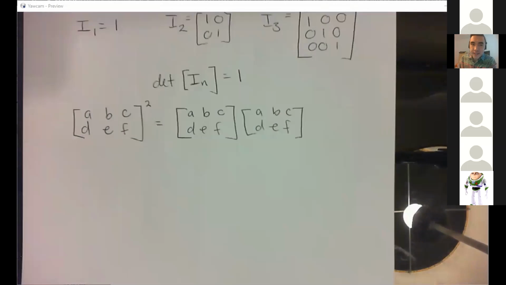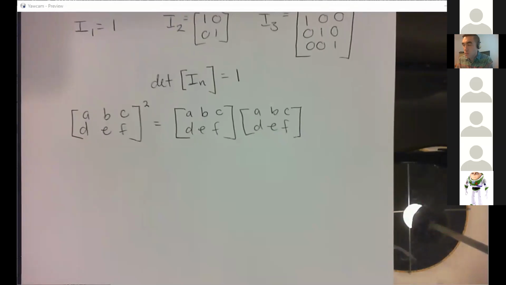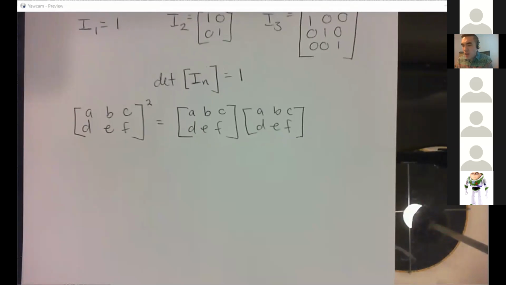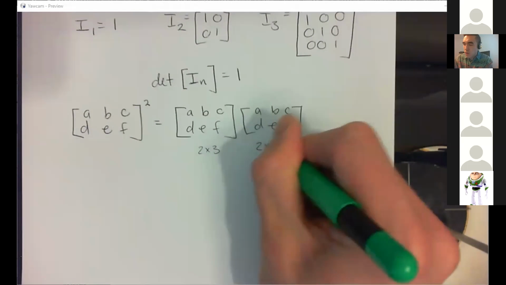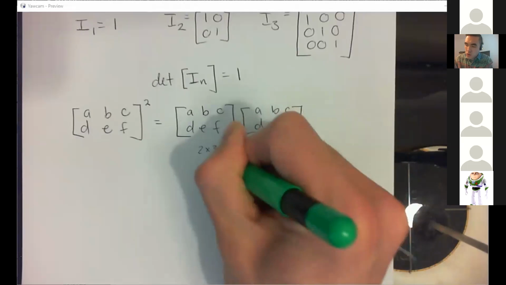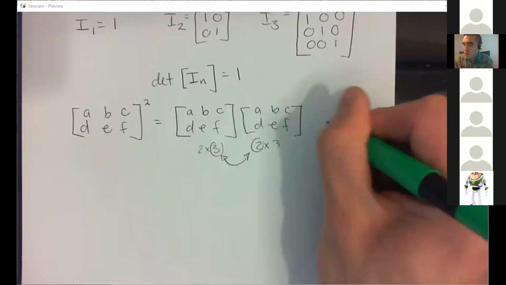Anyway, how do we feel about that? You can't multiply that. Yeah, you can't do that. That's because this is a 2 by 3. This is also a 2 by 3. And these middle digits disagree with each other. So there is no product here.